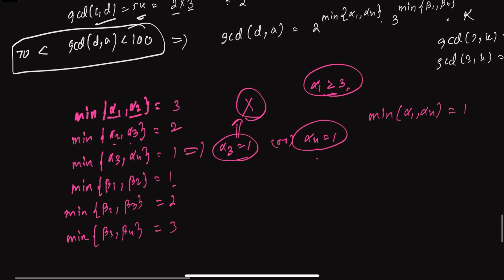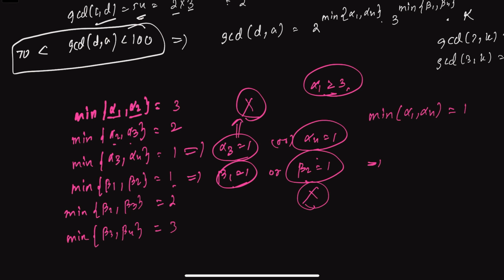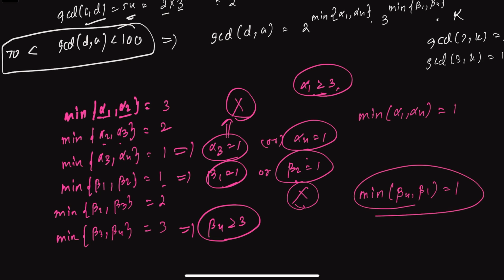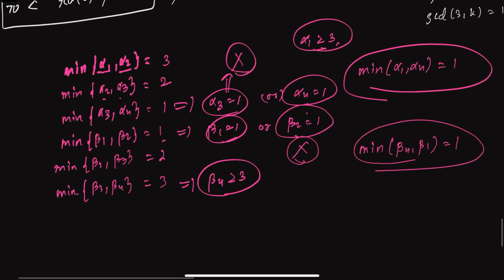Now in the second case, minimum of beta 2 comma beta 1 is 1. So that means either beta 1 must be 1 or beta 2 must be 1. Now suppose beta 2 is 1, then minimum of beta 2 comma beta 3 won't be 2. So therefore beta 2 can't be 1, so that implies beta 1 is 1. And here this implies beta 4 is at least 3, because minimum of beta 3 comma beta 4 is 3. So minimum of beta 4 comma beta 1 must be 1. So this will give us some idea about the GCD.